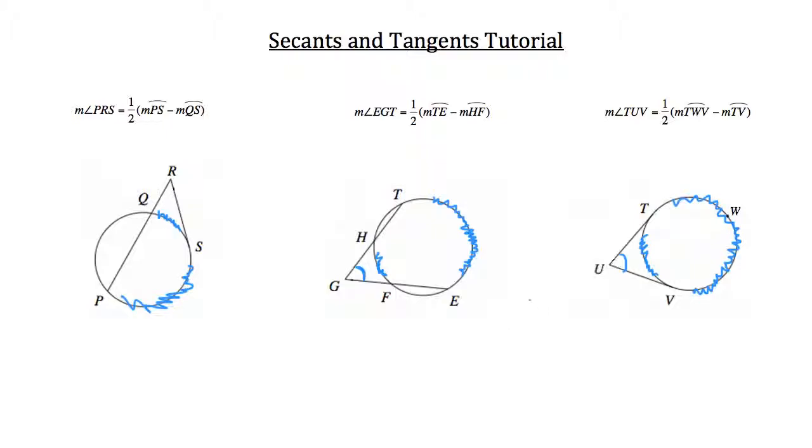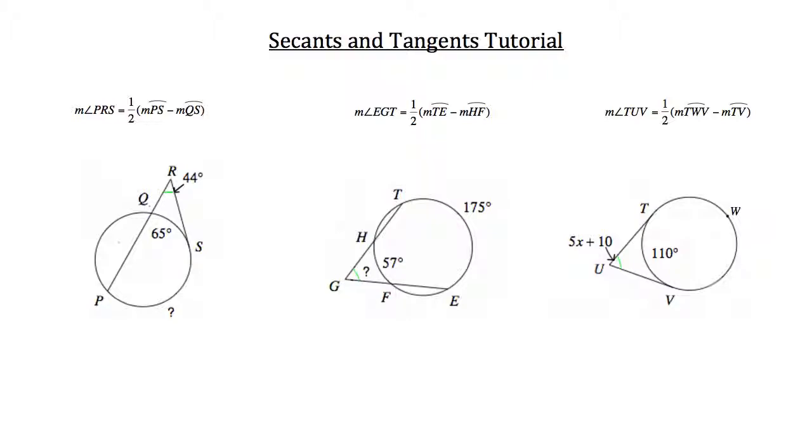Just remember when faced with problems like this in this chapter of geometry that you always want to take half of the difference of the larger arc minus the smaller arc, no matter what you're dealing with: a tangent and a secant, two secants, or two tangents. So let's do some practice problems for each of these. We'll start with the tangent-secant combination here on the left.